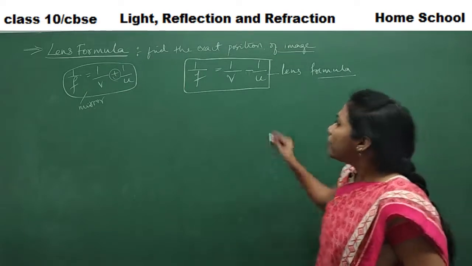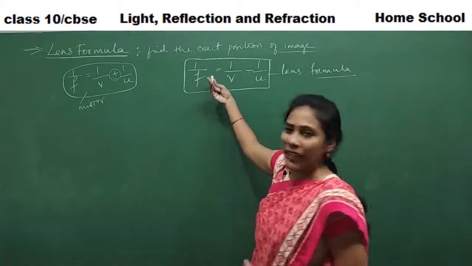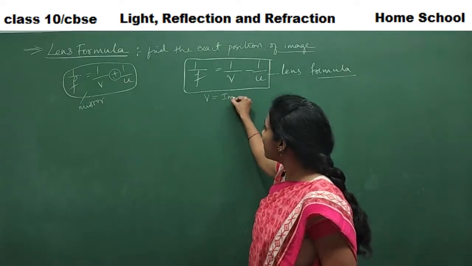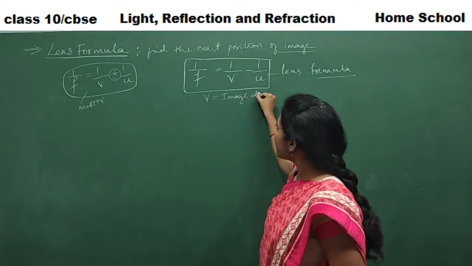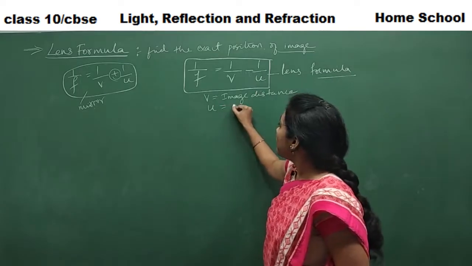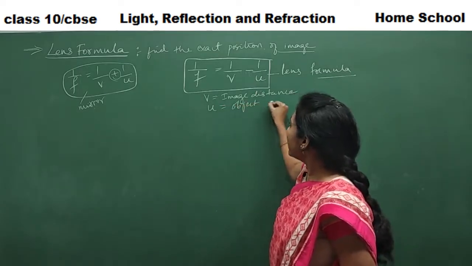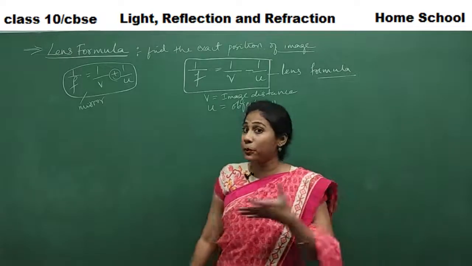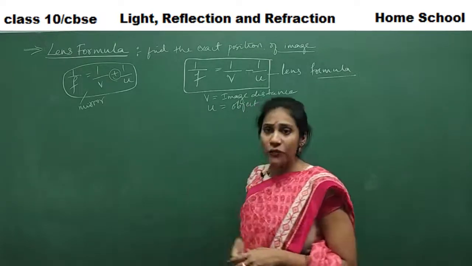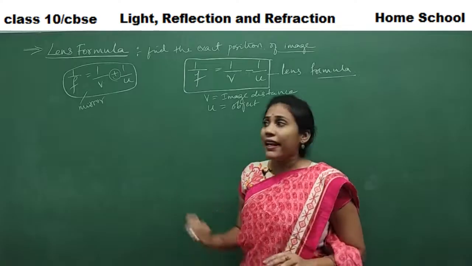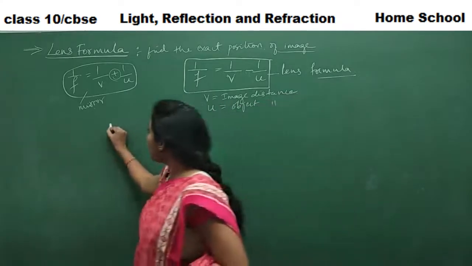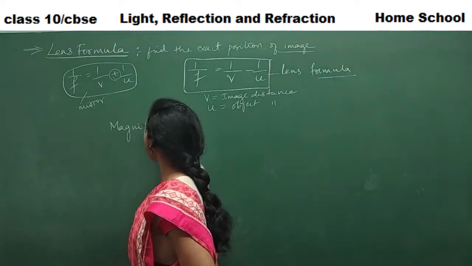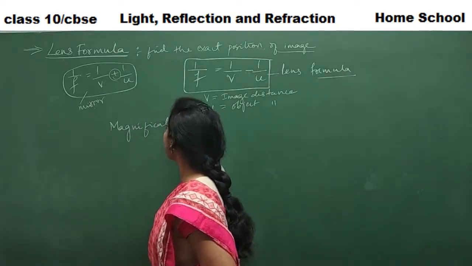Here we all know what F is. F is the focal length, and V is the image distance. We need not discuss this. U is the object distance. All this we studied in mirrors in detail, and we have solved some numericals also. Here also we will be solving some numericals, and let us finish off the concept of magnification first. After this, we will go for the numericals.